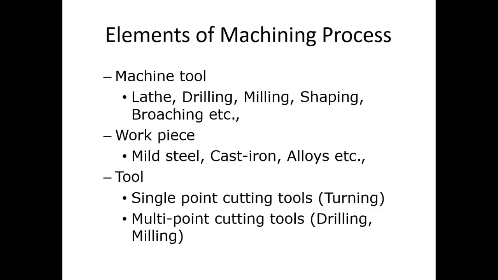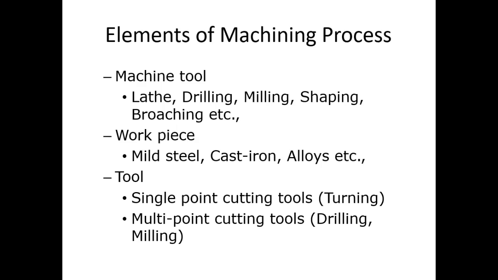So what are the different types of machining processes? Before going to that, what are the main important elements of a machining process? There are three major elements in a machining process. The first one, obviously, is the machine tool. The machine tool is where the actual machining process is carried out.